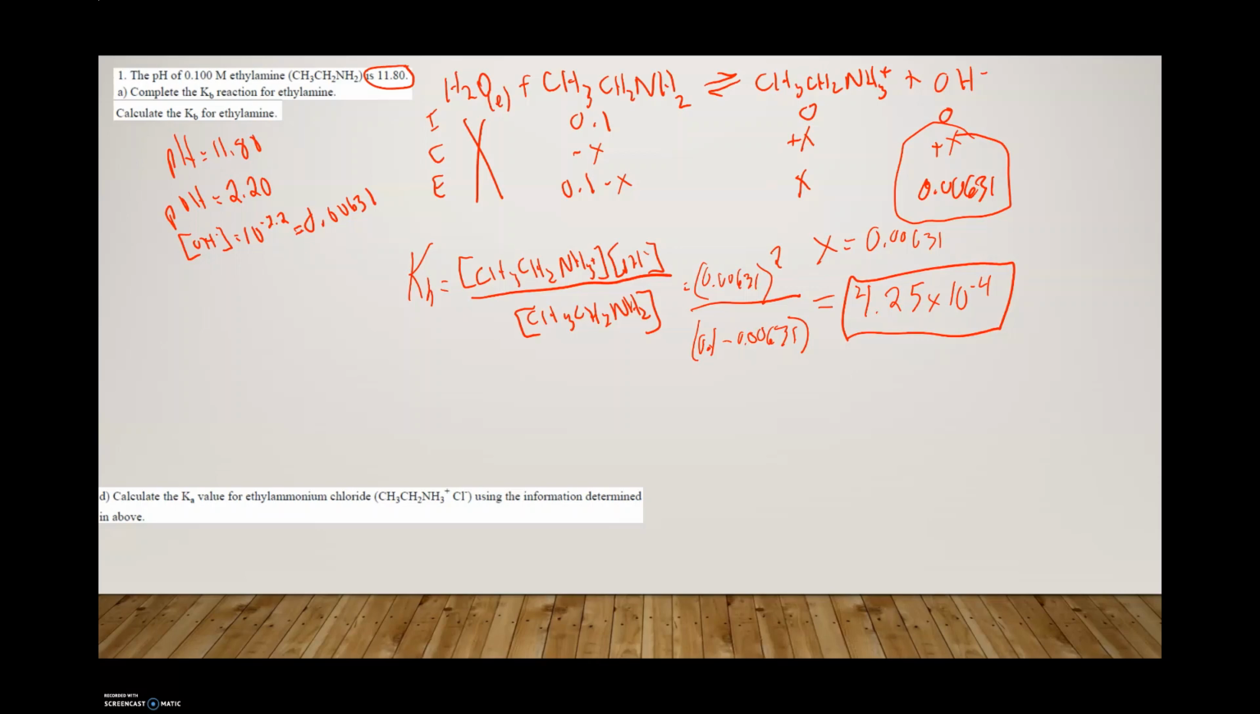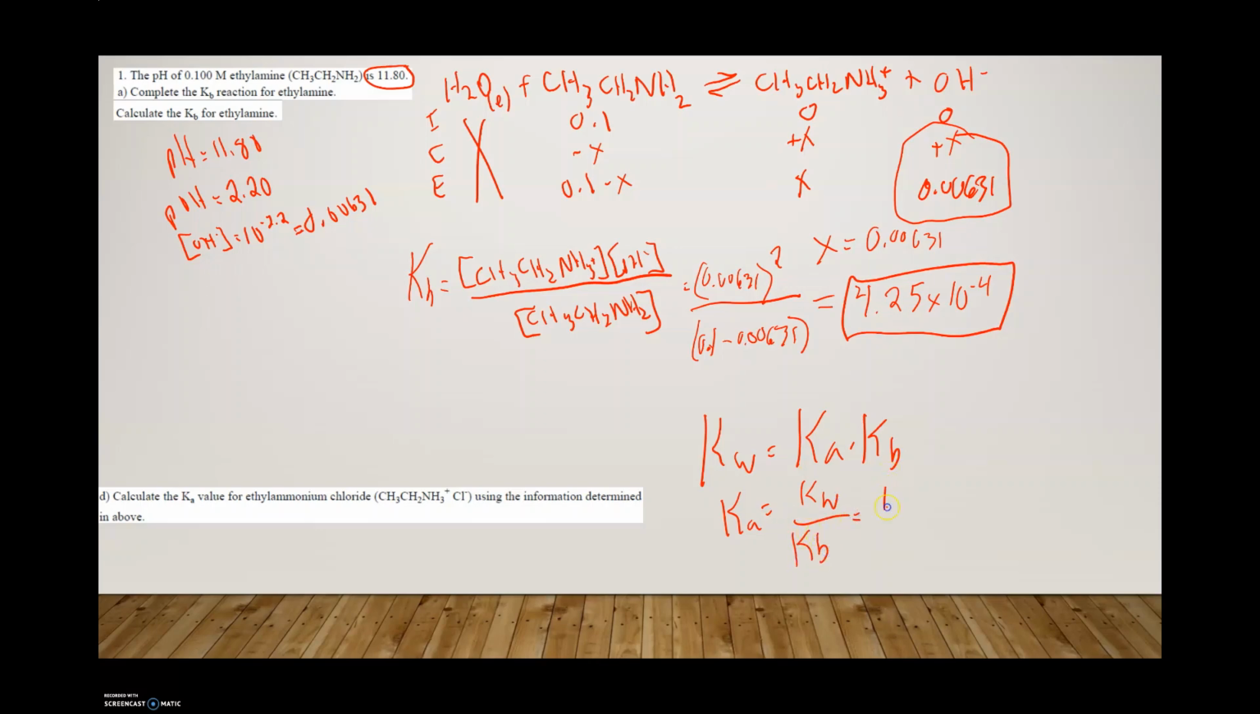Now, letter D says calculate the Ka value for ethylamine chloride, or ethylammonium chloride. That's using the information determined in the above problem. So we know Kb was equal to 4.25 times 10 to the negative 4. We just calculated that. But how do we go from Kb to Ka? Well, that's where you use Kw. Kw is equal to Ka times Kb. So if we want to figure out Ka, we just take Kw and divide it by Kb.